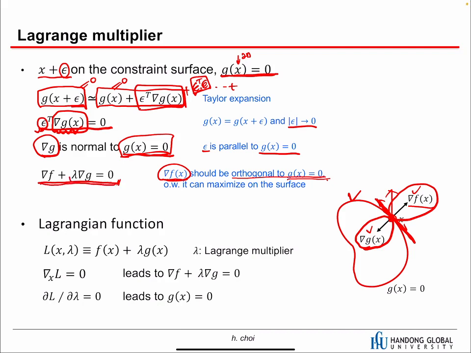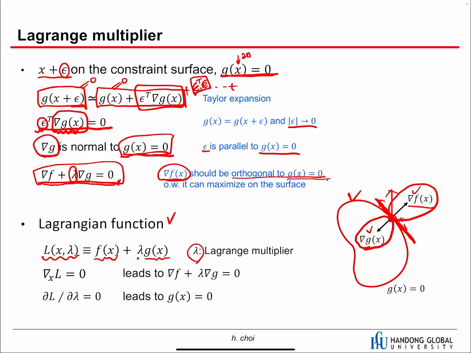So when we have lambda here, then we can have this equation. From this knowledge we can build up one new function named the Lagrange function. The Lagrange function is actually our objective function f of x plus lambda times the constraint function. And we call lambda the Lagrange multiplier.